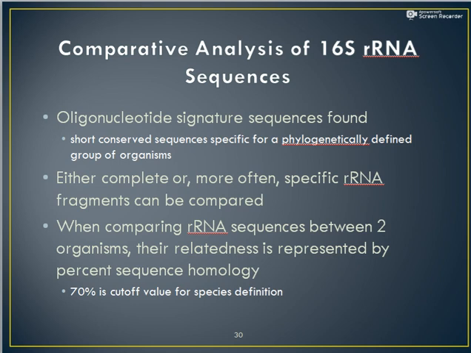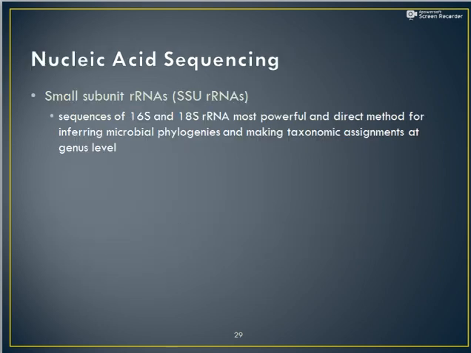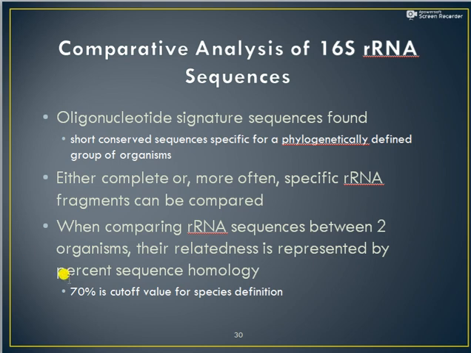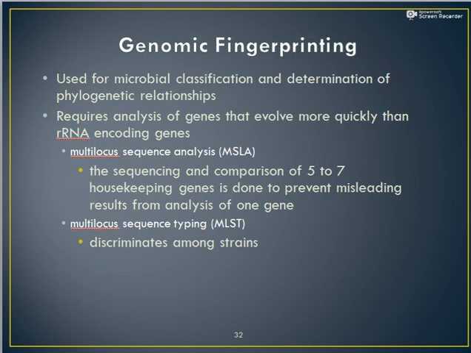In the previous session, we said that by comparing the 16S ribosomal rRNA, as well as the small subunit rRNAs or SSU rRNAs, we can identify organisms up to the genus level. But also, if the cutoff value or the similarity between the organisms is about 70 percent, then we can also conclude whether they are of a particular species or not.